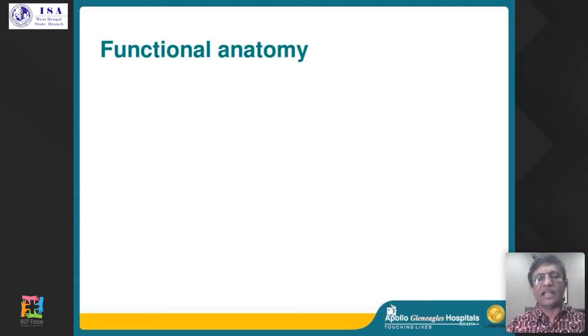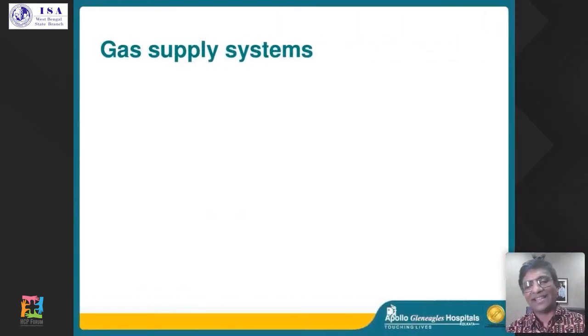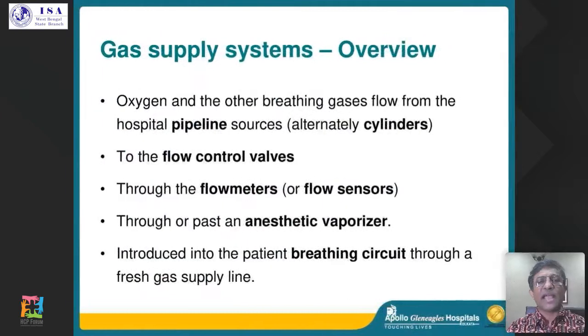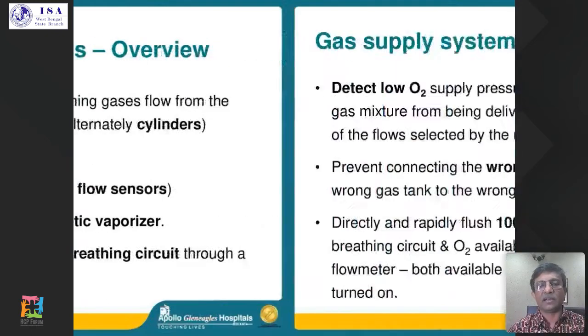So let's start with the anesthesia machine, and let's start with the functional anatomy. The functional anatomy is nothing but the gas supply systems. If you look at the overview of the gas supply systems, as I told you, the heart of it is to deliver the gases blended together. So you have the gases which flow from the hospital pipeline or from the cylinder, adjusted according to the flow control valves, through the flow meters and the flow sensors. It can go through or past the vaporizers into the breathing circuit through the fresh gas flow into the patient.